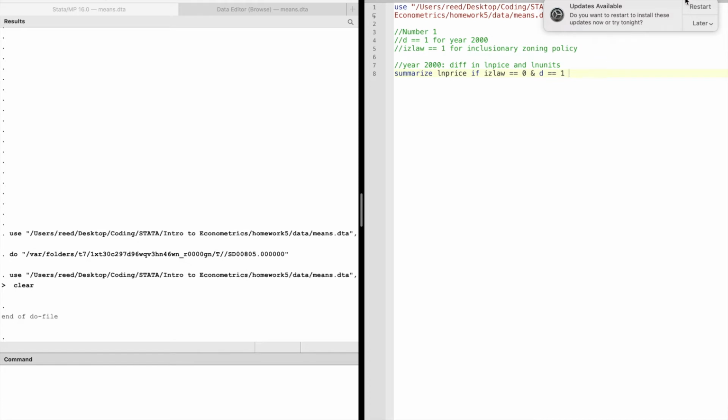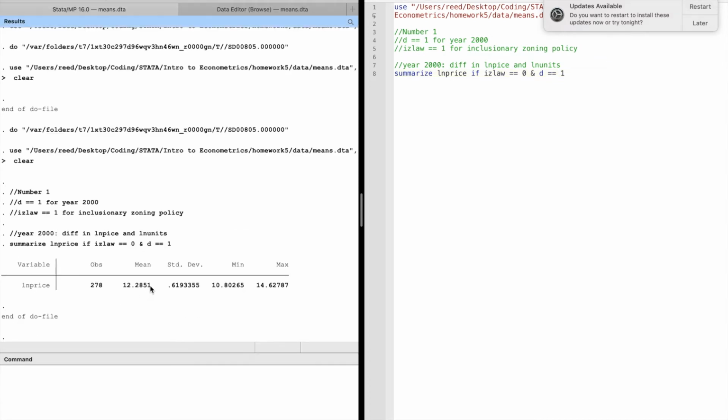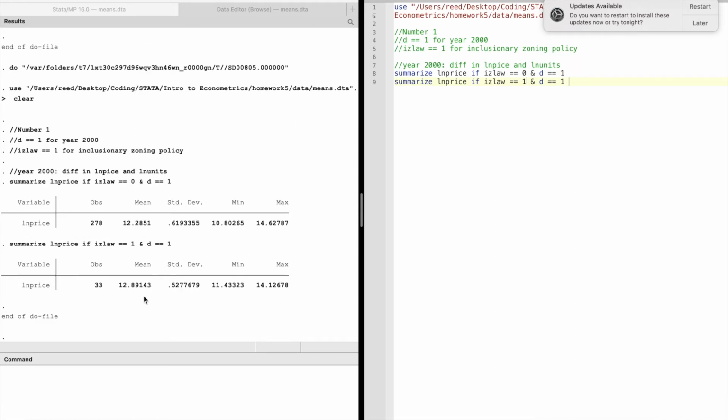This will give us our first mean, 12.2, and then we want to compare that to D equal to 1, IZ law equals 1. It looks like where the law is present, we actually have higher prices. So that's the opposite effect of what we expected or what was intended by the law.